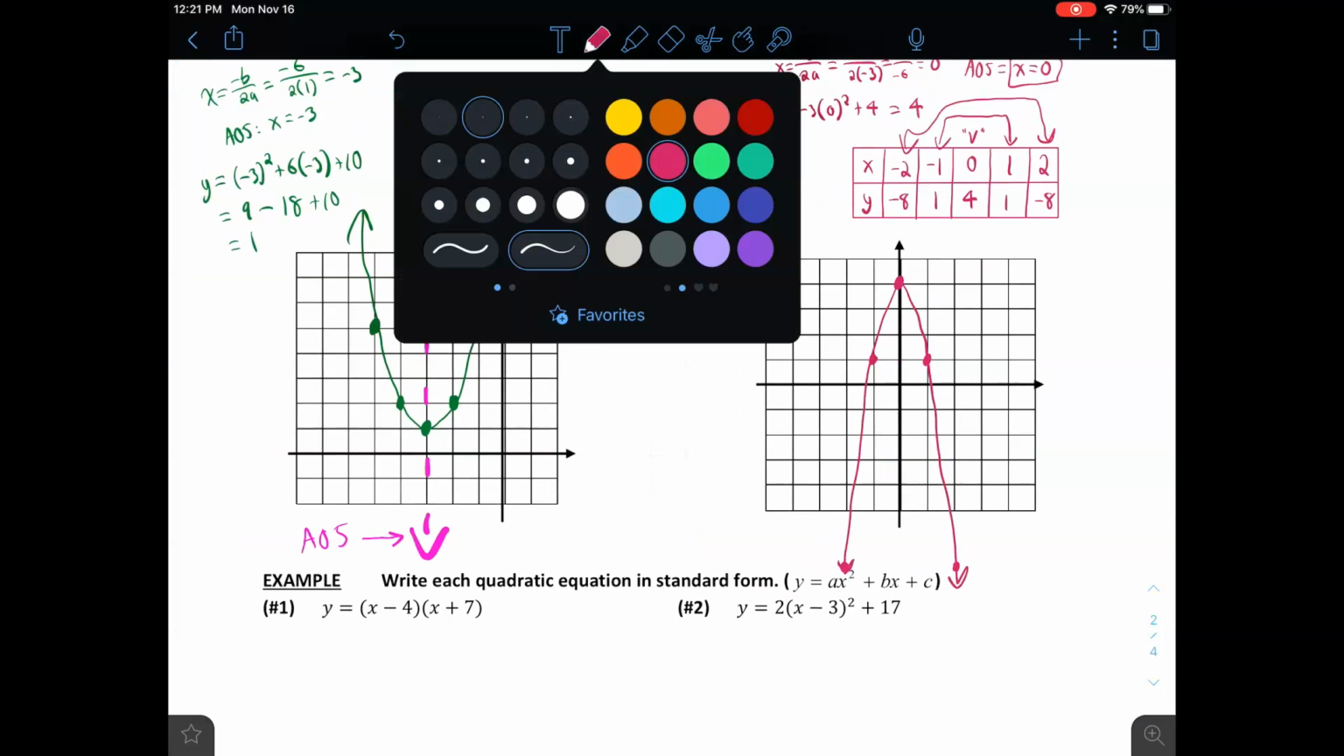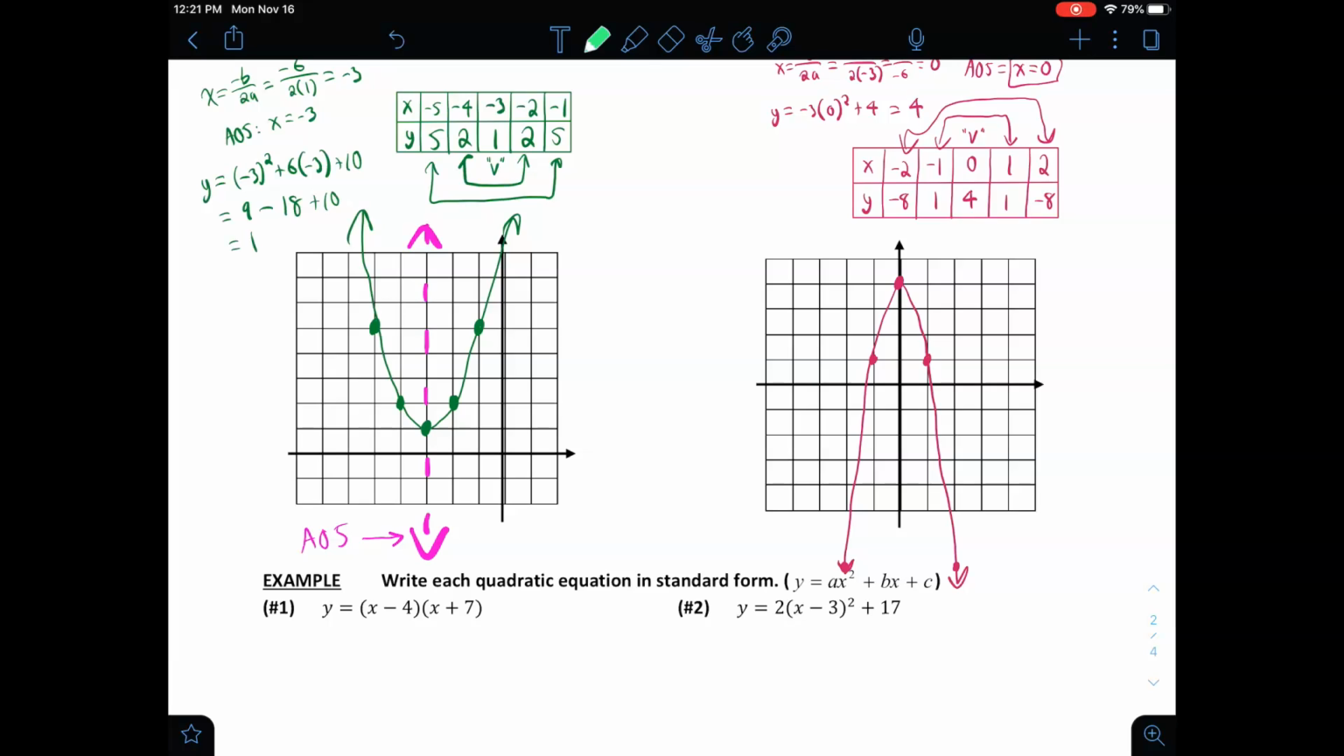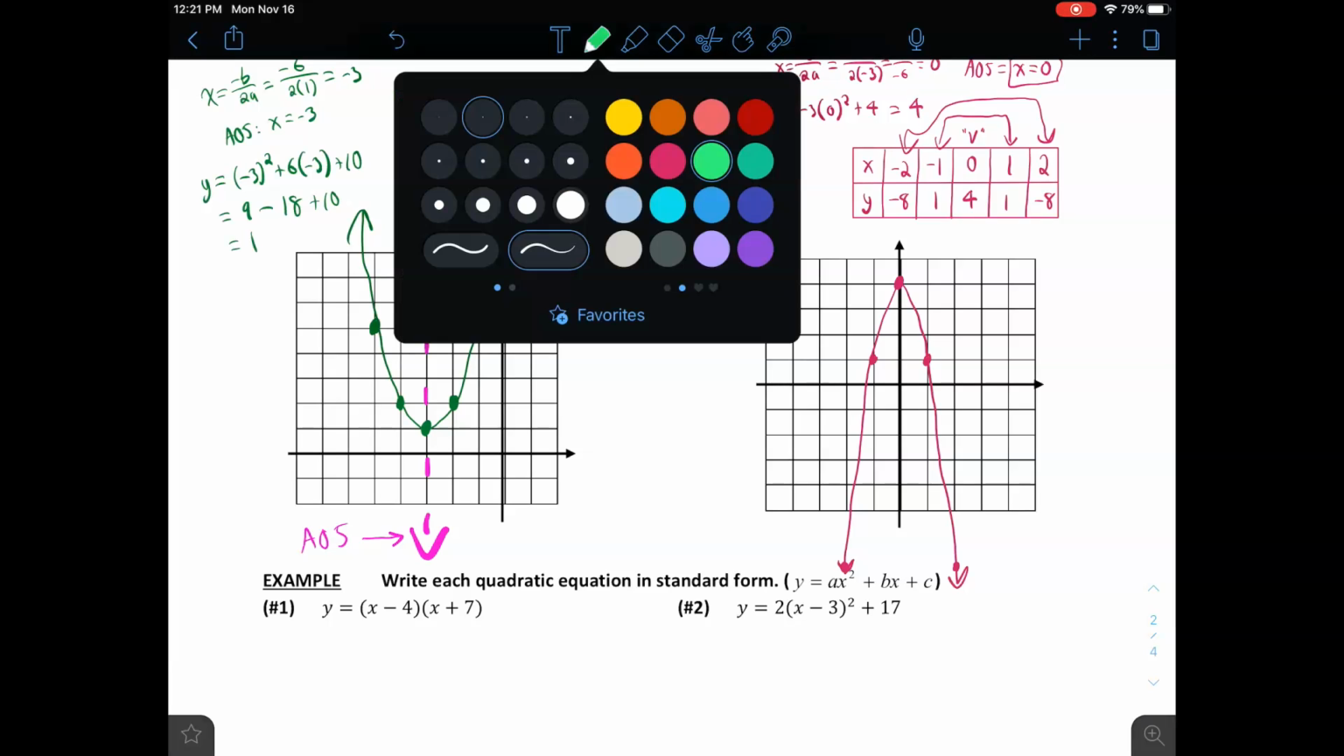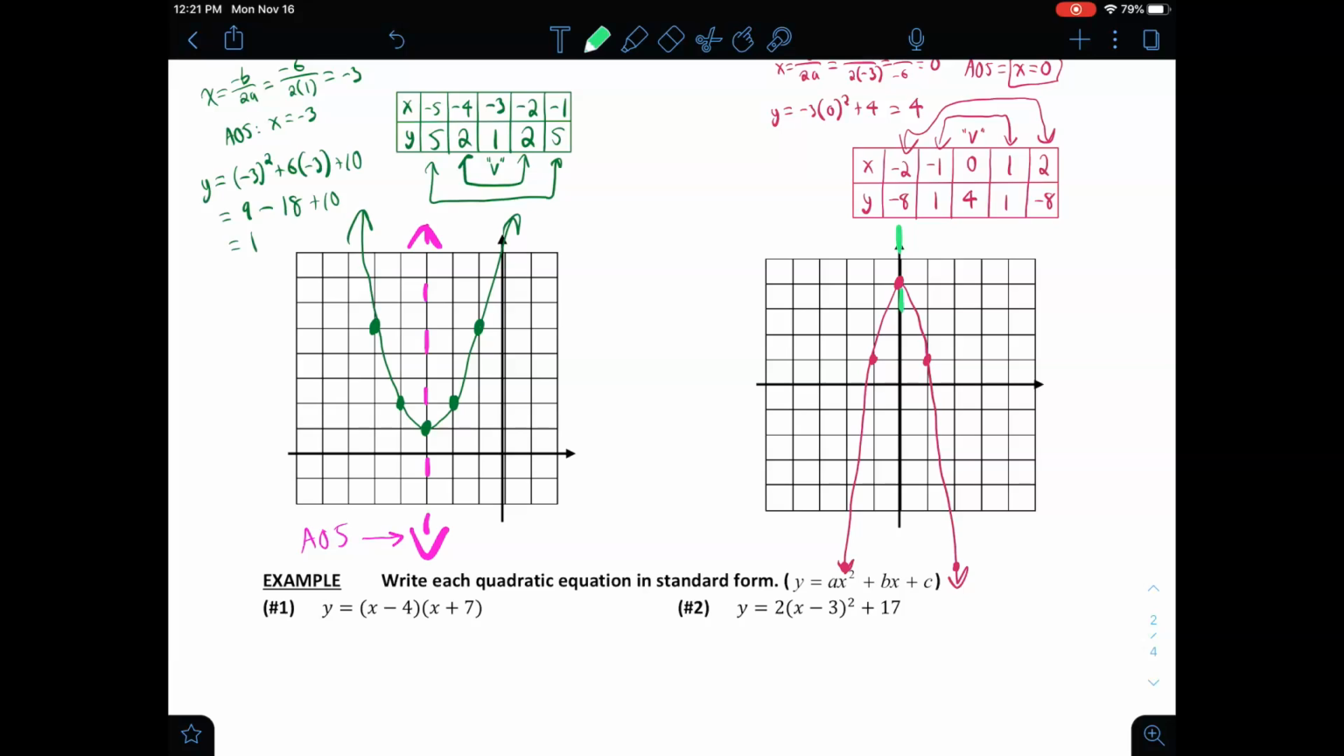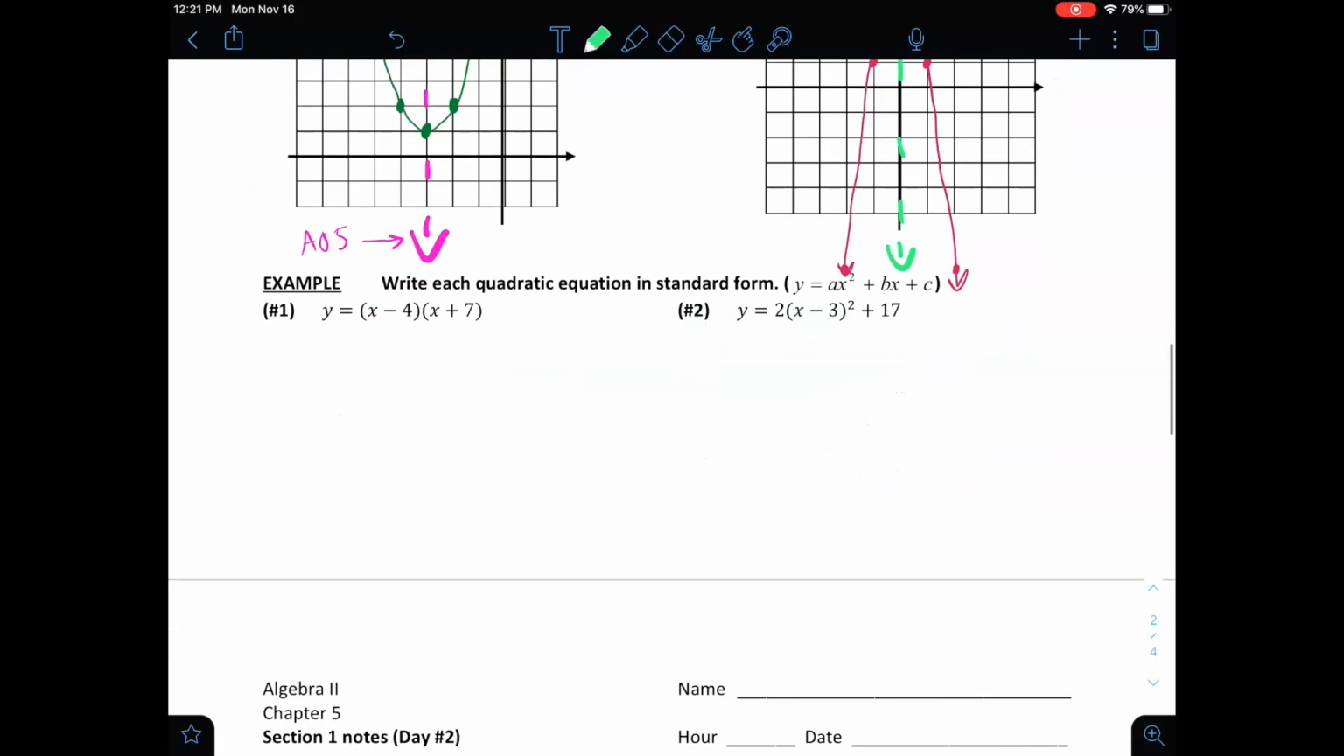And there's our graph, and let's use our nice green here. Our axis of symmetry is x equals 0, so we're going to do a vertical line through x equals 0. And this is not on the graph, but it's just to help us. Axis of symmetry is going to be important for later, okay?